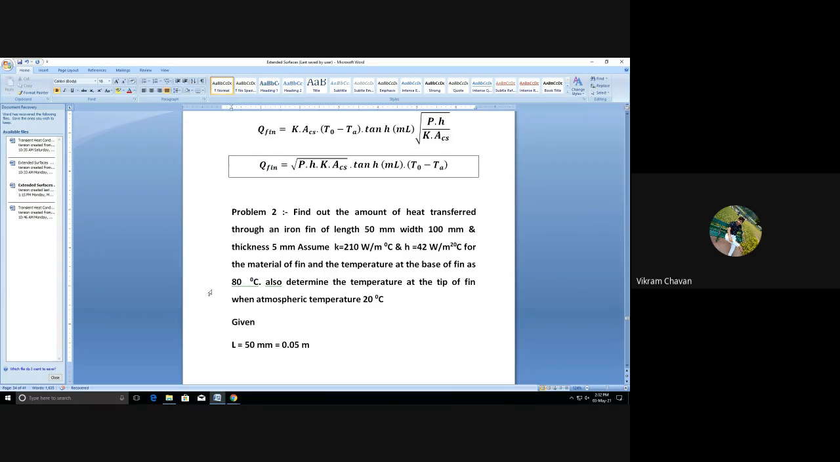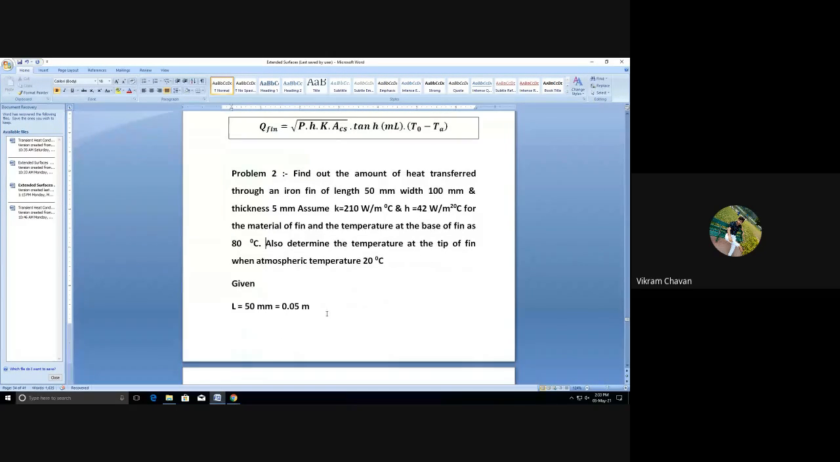And the temperature at the base of fin is 80 degrees Celsius. Also determine the temperature at the tip of fin when atmospheric temperature is 20 degrees Celsius.